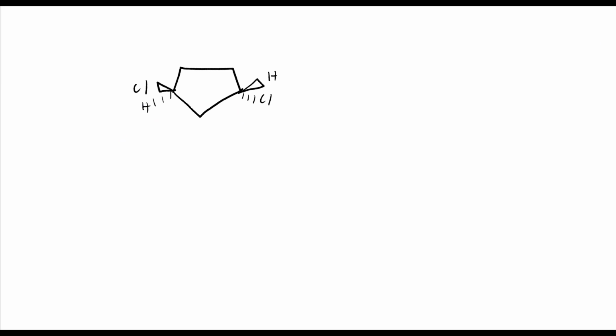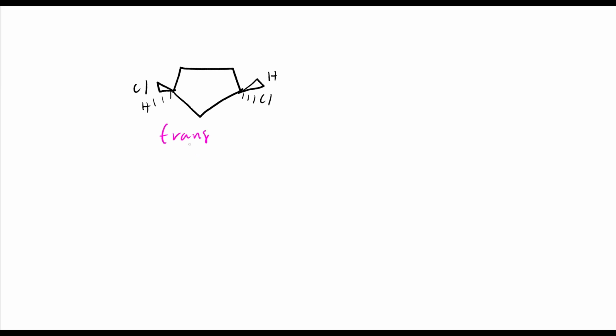Notice that the chlorine is coming at you over here. That means it's facing you. However, on the other side, it's in a different direction. It's going towards the screen, into the white paper. Because they are not in the same direction, one of them is facing you, the other one is facing towards the paper. This is going to be a trans.